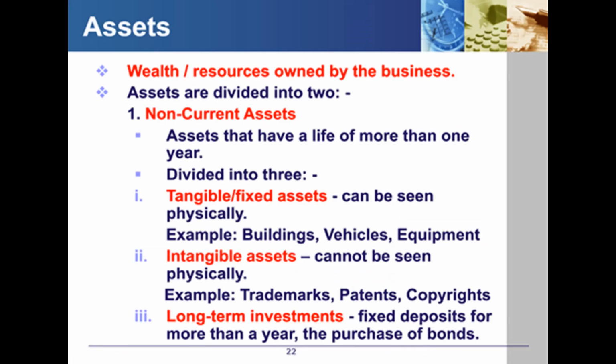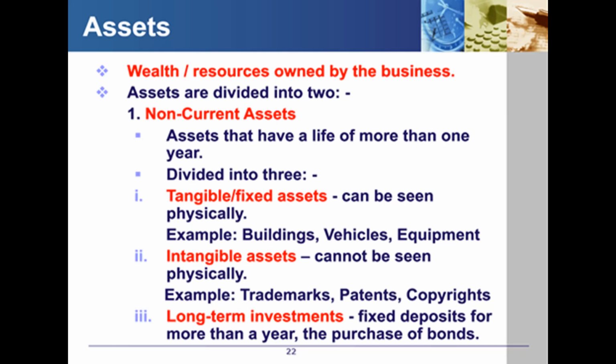What is asset? Assets are resources a business owns. The business uses its assets in carrying out such activities as production and sales. Assets are divided into two. First, non-current assets. Assets that have a life of more than 1 year. It can be divided into three.